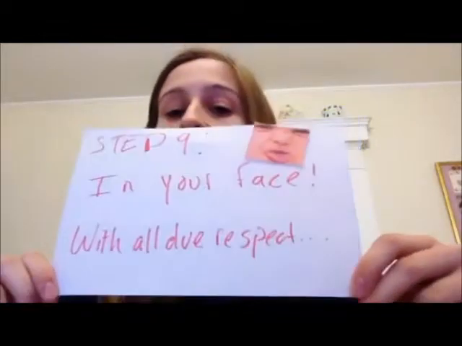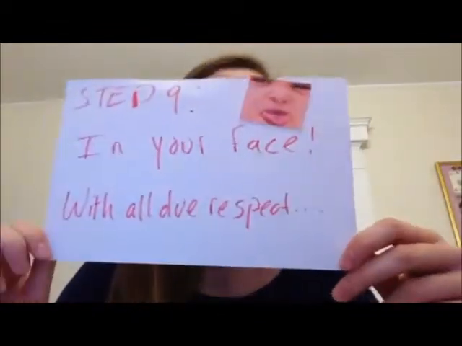Step 9. In your face. With all due respect. If the bill is vetoed, Congress may override the veto with a 2/3 majority from both chambers. And your bill is a law. Congratulations.